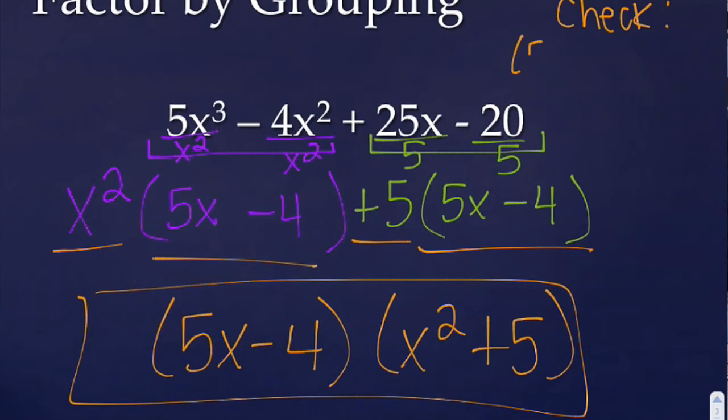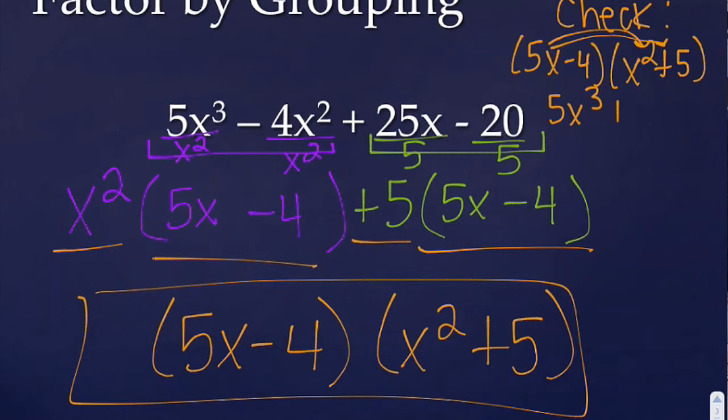If I FOIL 5x minus 4 and x squared plus 5, 5x times x squared is 5x cubed. 5x times 5 is 25x. Negative 4 times x is negative 4x squared, and negative 4 times 5 is negative 20. If you notice, this is the same as what we have here.